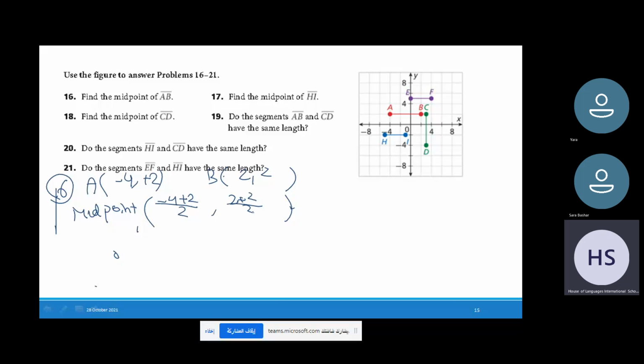Bravo. Now -4 plus 2. Noura, -4 plus 2. Add or subtract? Subtract. 4 minus 2, 2. And the sign will be negative. Bravo. And 2 plus 2, 4 over 2. Then it will be -1, 2. So if you want to plot the midpoint, -1, 2, it has to be here. So here will be the midpoint. So the answer is -1 and 2.